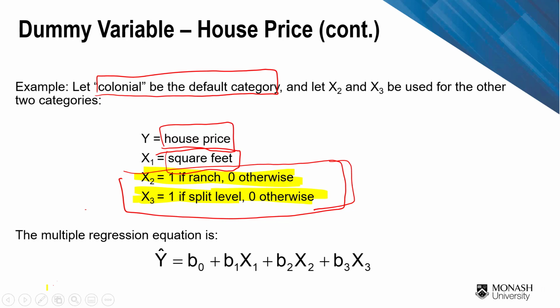All right. So as I said, colonial is the default category, so we are not making a dummy variable for it. The dummy variables will go to ranch and split level. So x2 only happens if it is a ranch type of house, and x3 only happens when it is a split level. Okay.